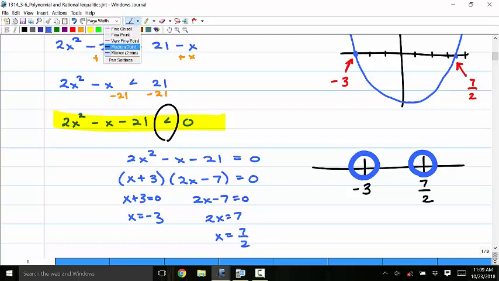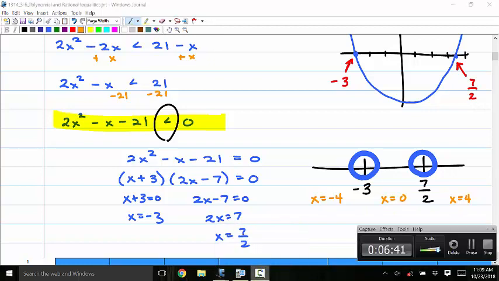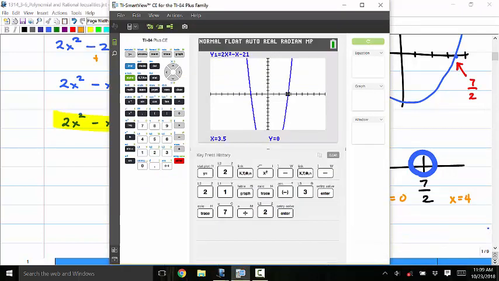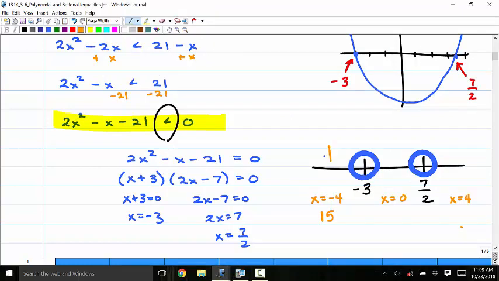Okay, on your number line, how many intervals do you see? 3. Pick a number in each one of those intervals. I'm going to pick -4, 0, and 4. Go to your calculator and find what the y values are for each one of those x values. So on my calculator, I'm going to hit trace, -4, enter. What do I get? 15. That's a positive number. Do you agree? Put a plus over that part of the number line.